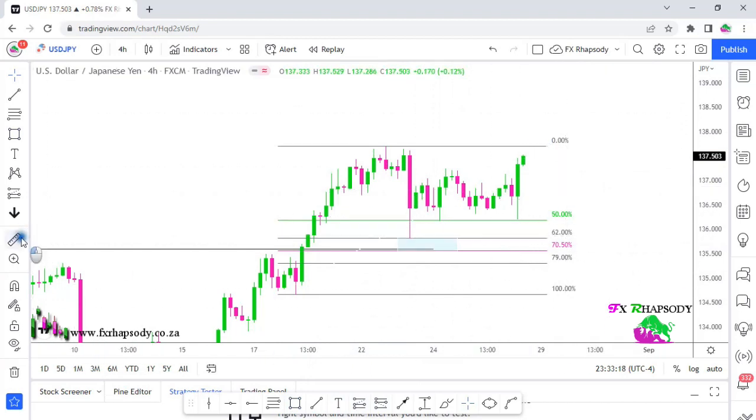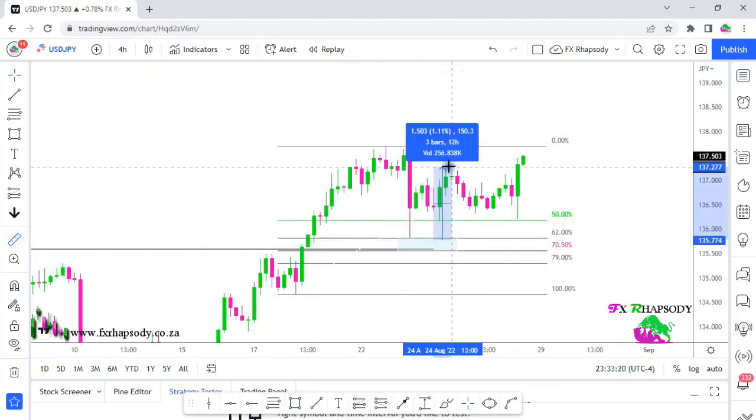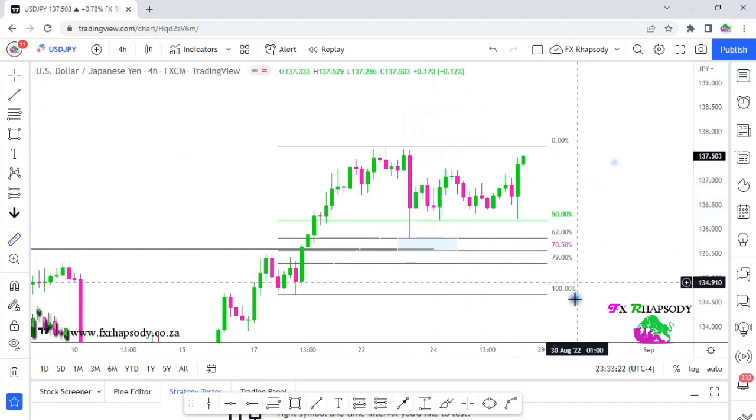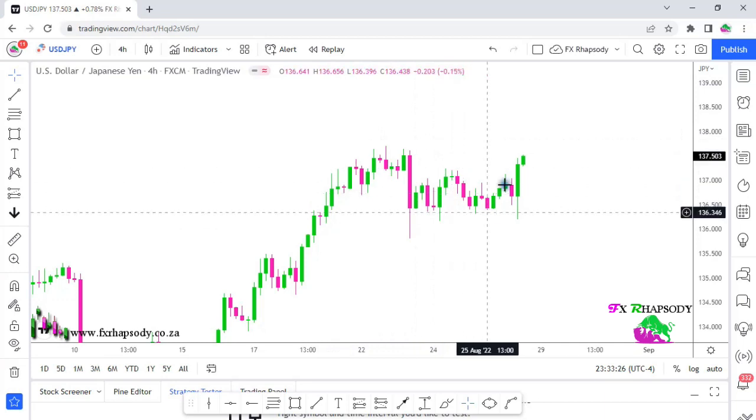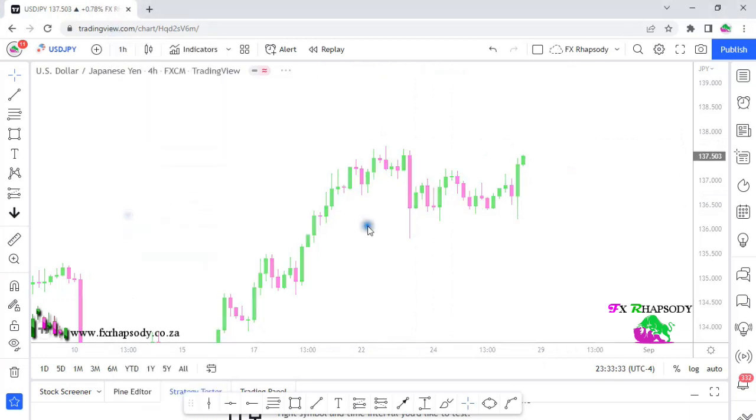So if you did catch that little entry, you could have had a nice 170 odd pips move to the upside. But now price is just consolidating in that area. So moving down to the 1-hour time frame, let's have a look at what's happening there.